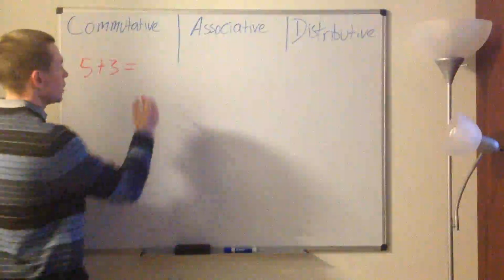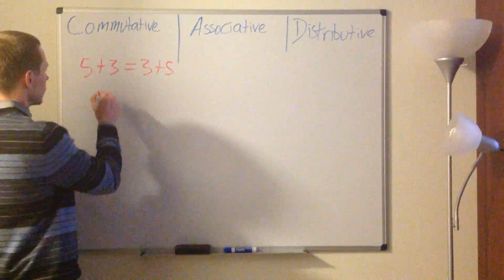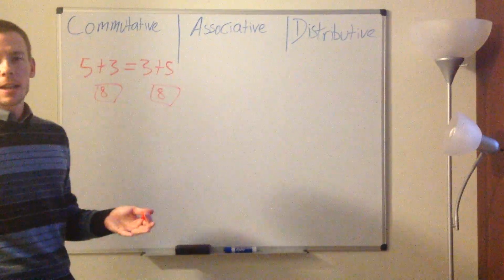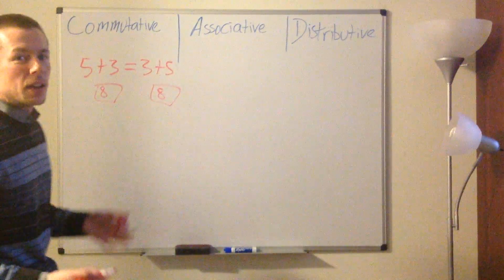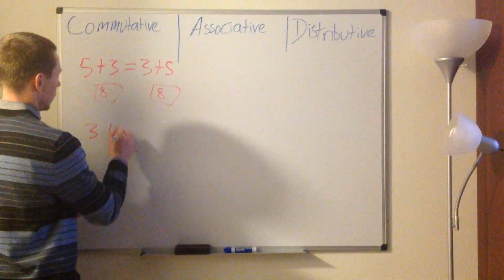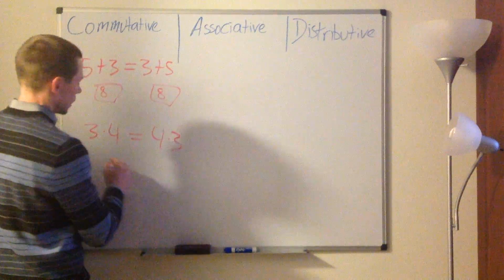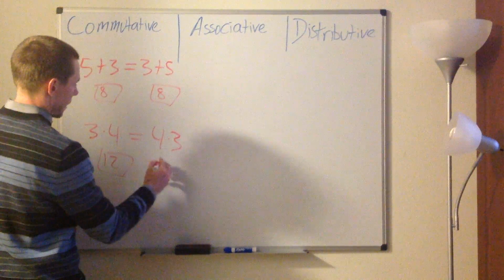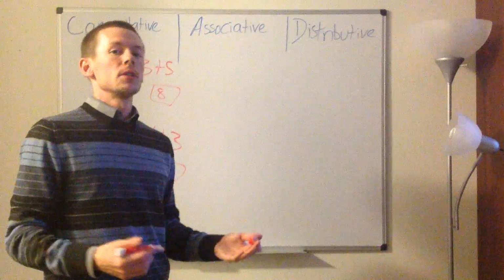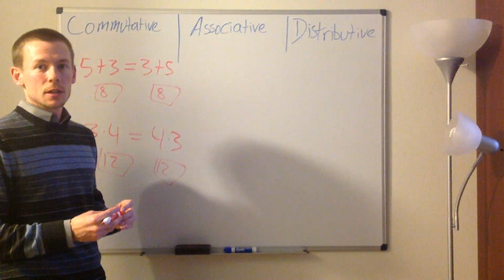In other words, 5 plus 3 equals 3 plus 5. Or 2 plus 7 equals 7 plus 2. And this also holds for multiplication as well. So 3 times 4 equals 4 times 3. Or 9 times 11 equals 11 times 9. That's the commutative property of addition and multiplication.